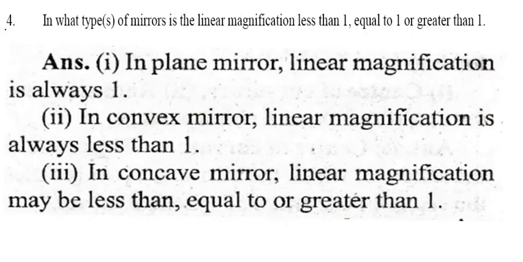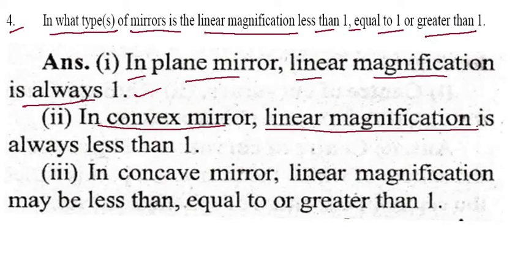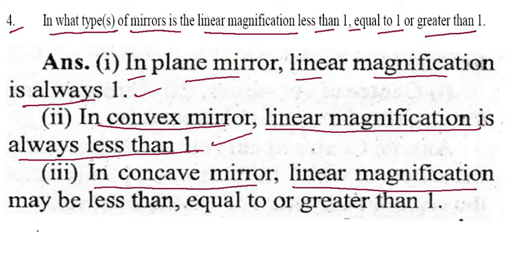Now come to the next fourth question. In what types of mirror is the linear magnification less than 1, equal to 1 and greater than 1? So you can apply, in the plane mirror, linear magnification is always 1. In convex mirror, linear magnification is always less than 1. And in concave mirror, the linear magnification may be less than, equal to, or greater than 1.